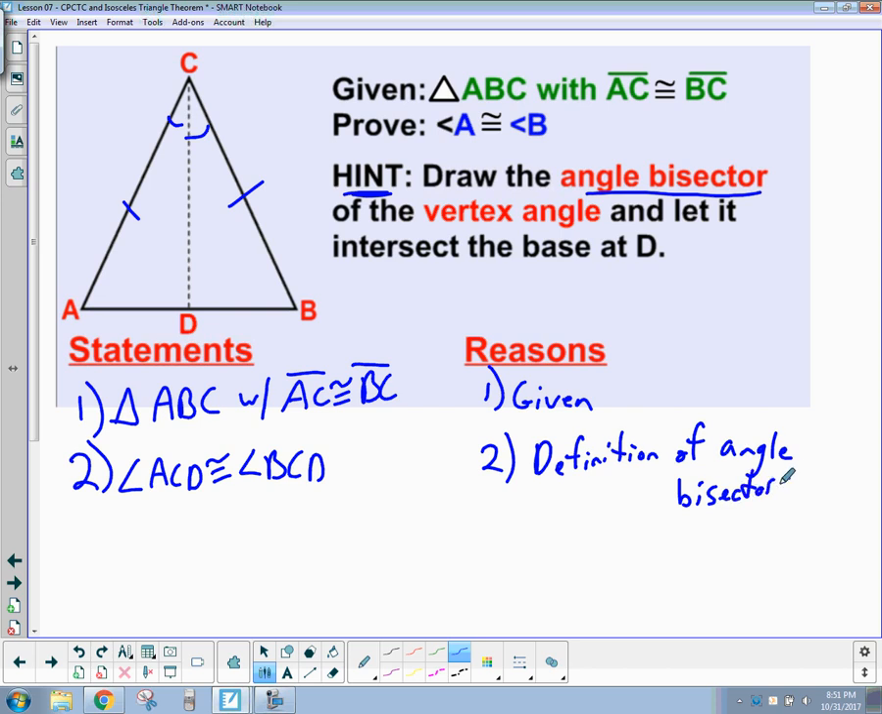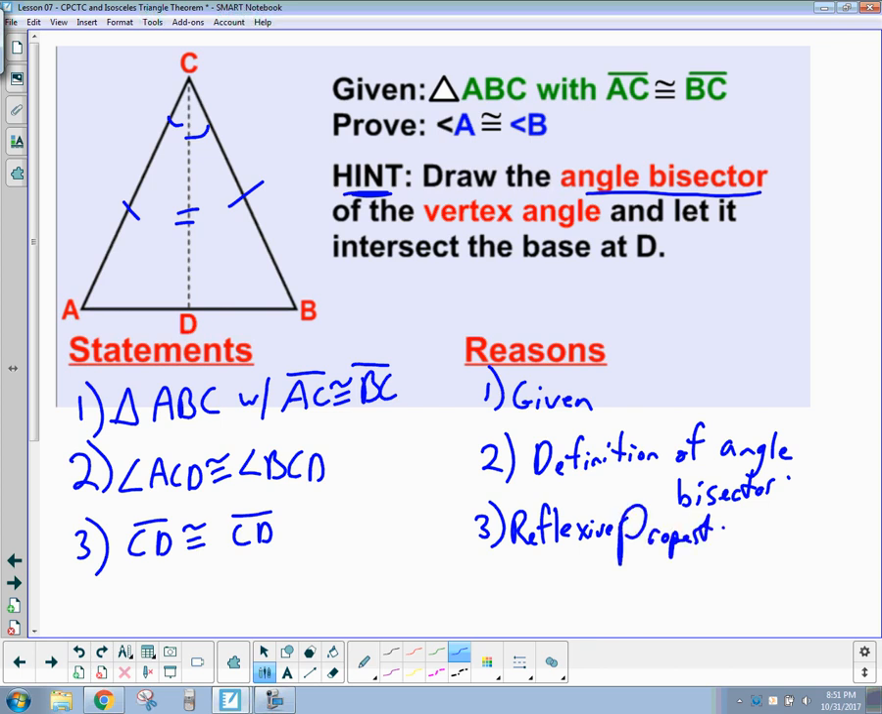Can't we argue reflexive property in the middle here? They're sharing the same side. So line segment CD is congruent to line segment CD. And this is going to be reflexive property. So we have a side, angle, side. I think I can go ahead and prove these two triangles are congruent. Smaller triangles, that is. So triangle ACD is congruent to triangle BCD because of side, angle, side.